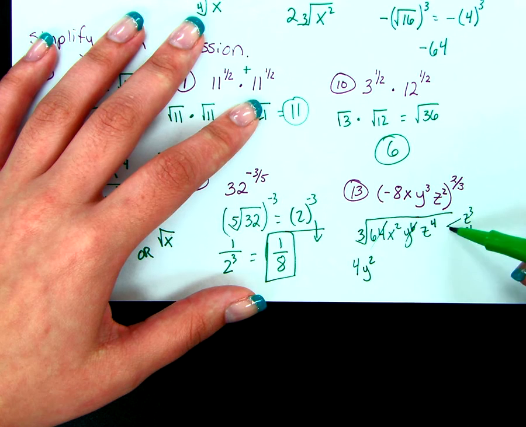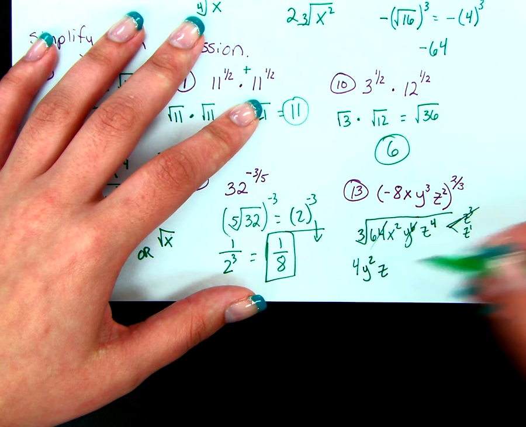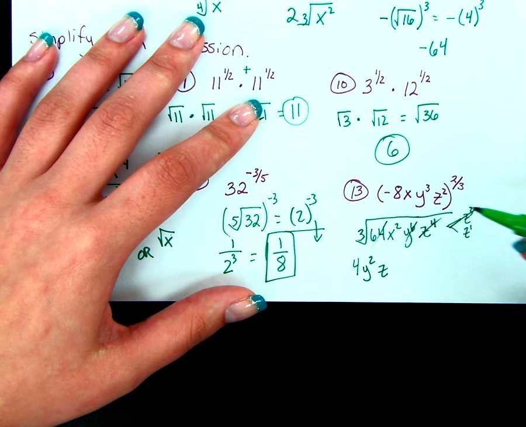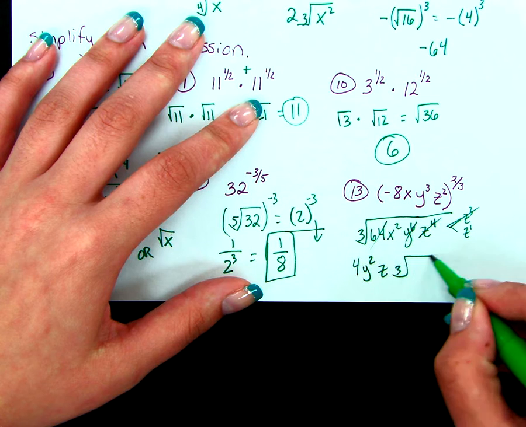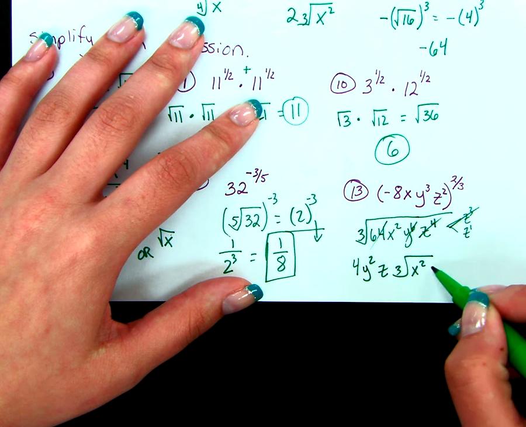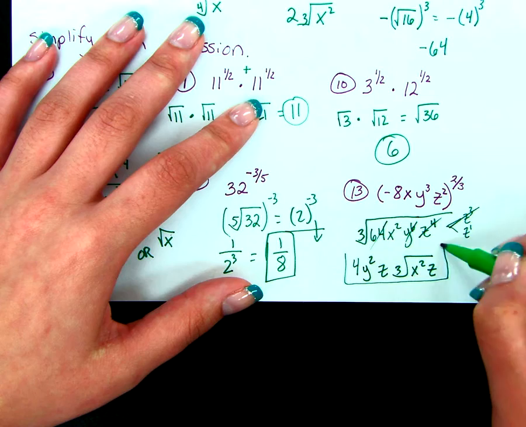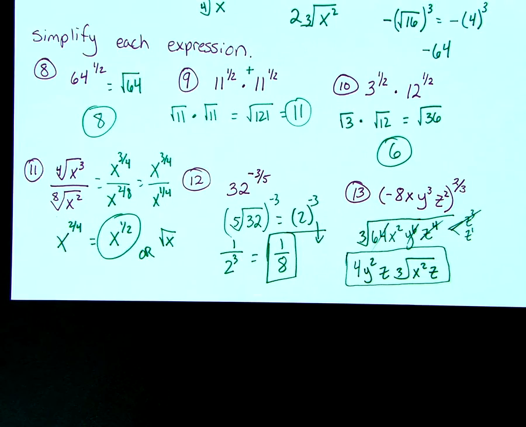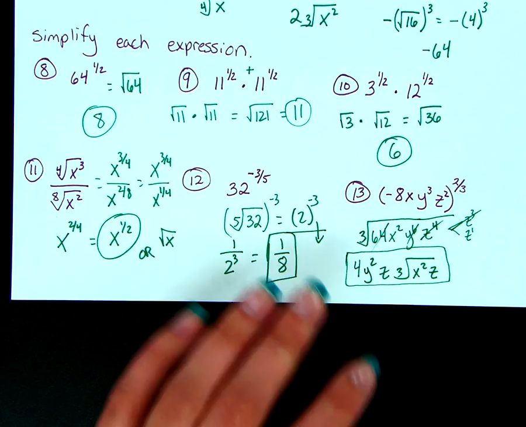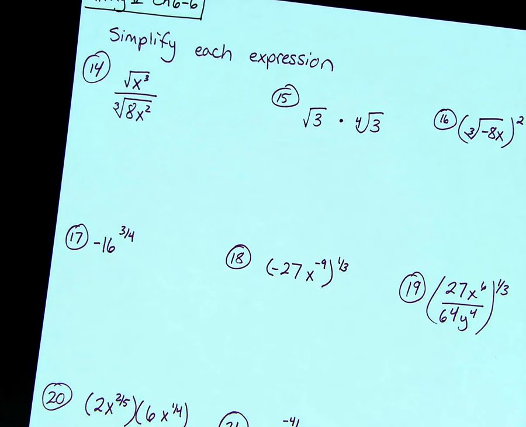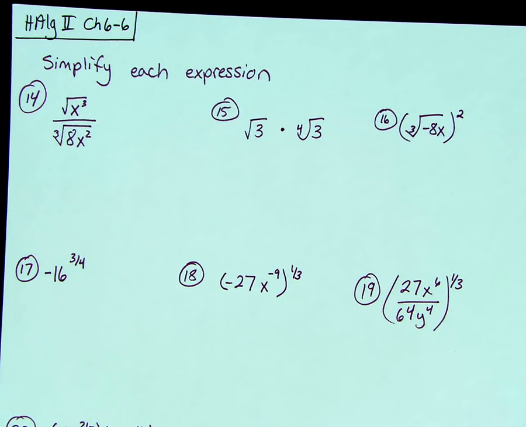So the cubed root of z cubed is going to be z, so that will come out, and then we'll have that z left. So we'll have the cubed root of x squared z left inside the radical. So this is our final simplified form. So if we keep going, okay, so again, we're just simplifying.